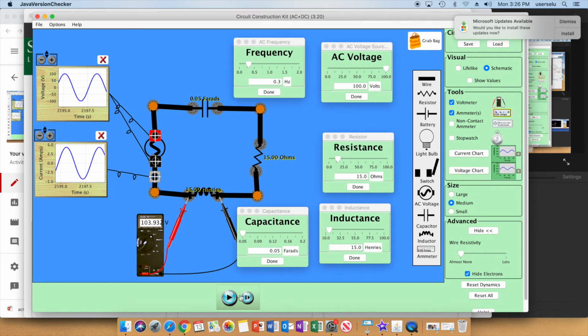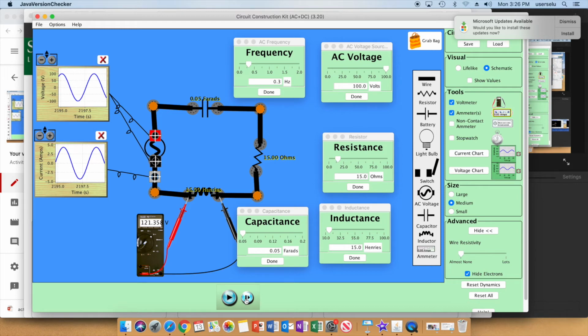Let me step it up. Now notice already it's 103. I'm going to keep going up. Let's see how close I can get to Vmax across the solenoid. 113, 115, 117, 118, 120, 120.89. That might be it. Oh no, not quite. 121.31. This has got to be it. 121.35 is as close as I can get to Vmax across the inductor.